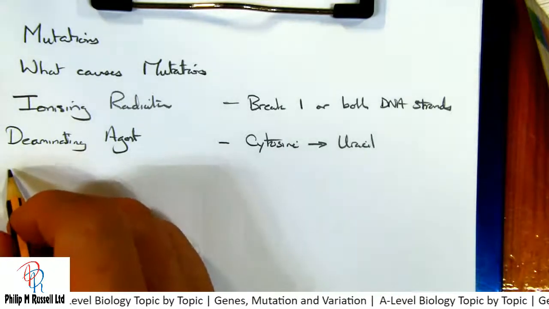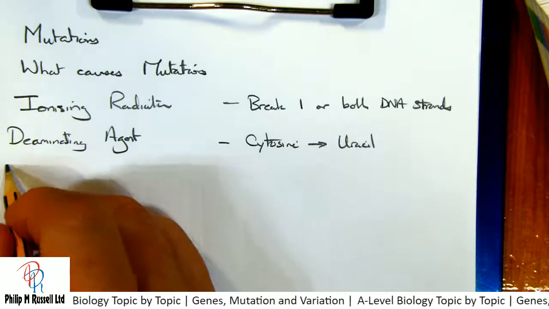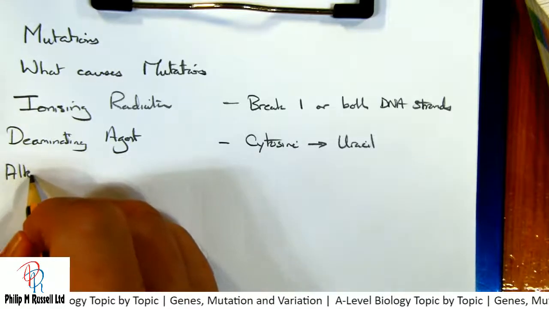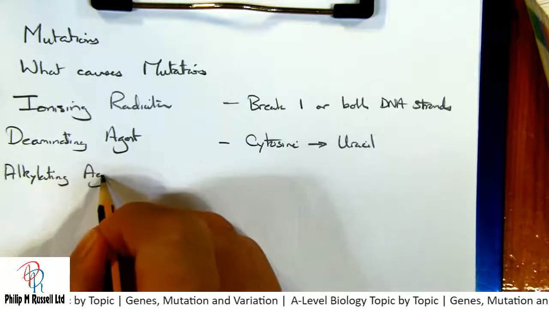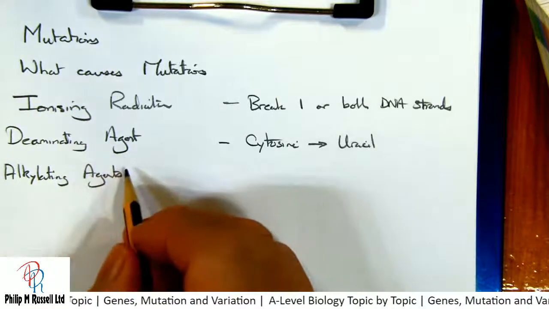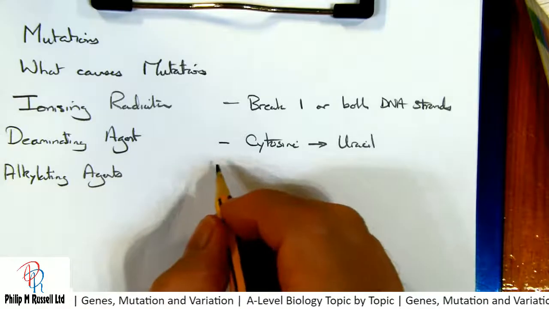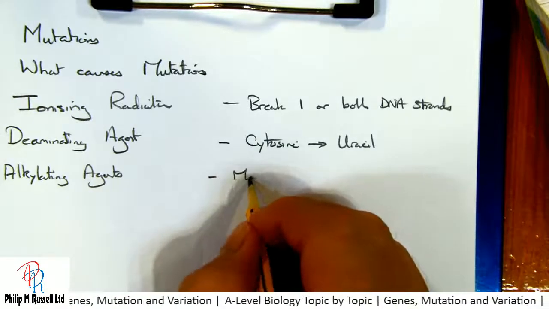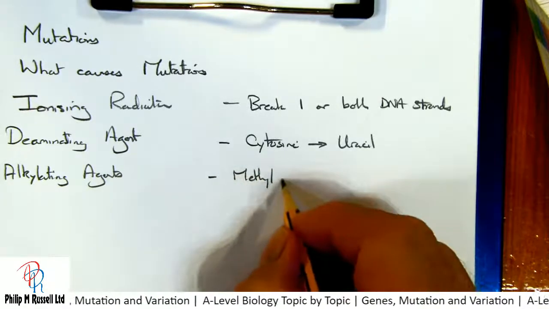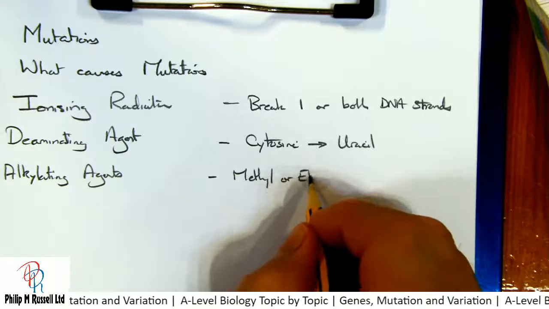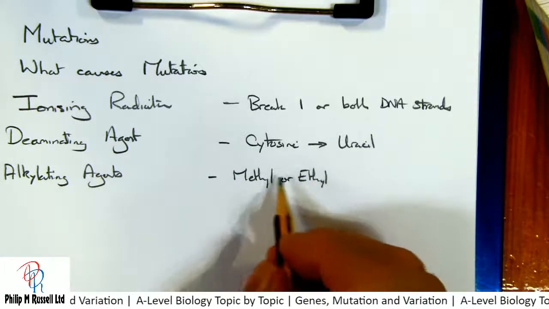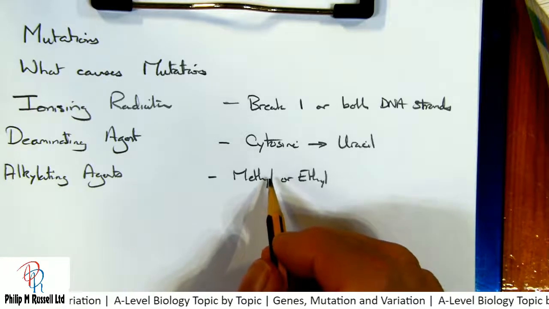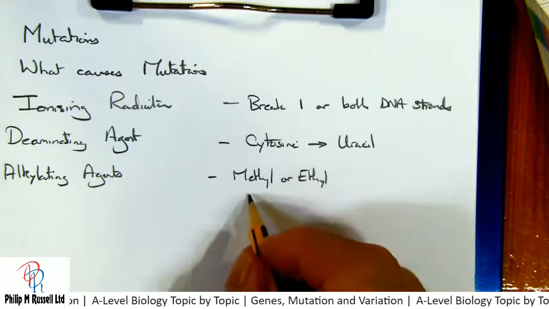We can have alkylating agents. Now these alkylating agents are going to add methyl or ethyl groups that attach to the bases, and this gives us incorrect pairing.